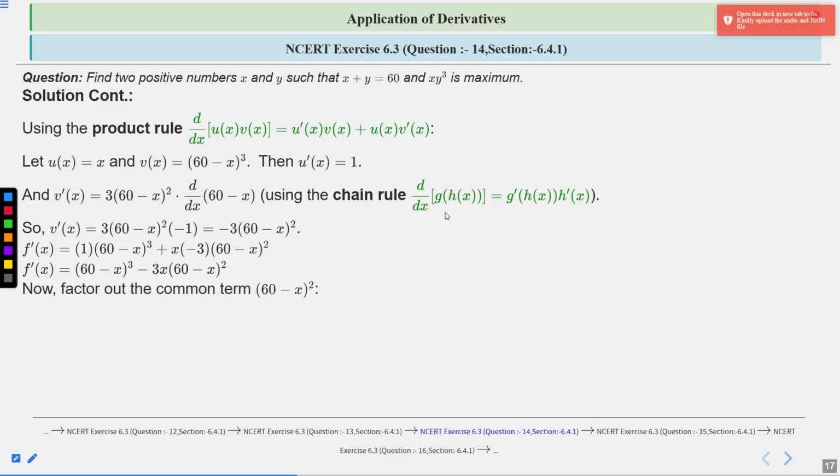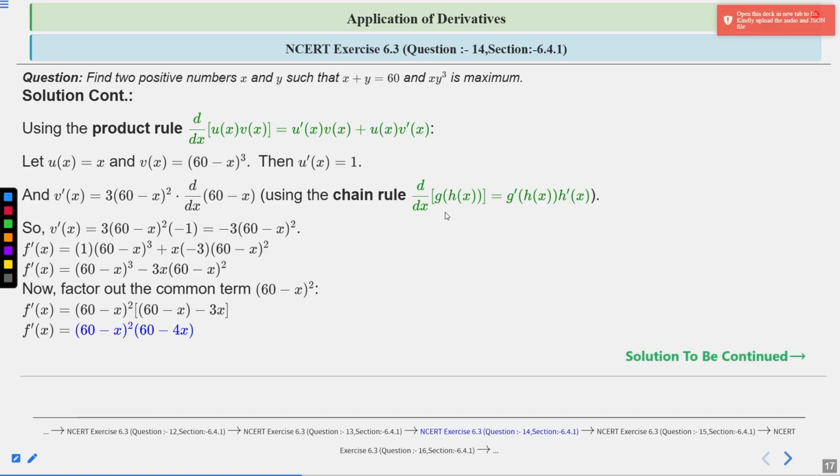Now factor out the common term, which is (60 minus x) whole square. So f dash x will be equal to (60 minus x) whole square into (60 minus x minus 3x). So we can say that f dash x will be equal to (60 minus x) whole square into (60 minus 4x).